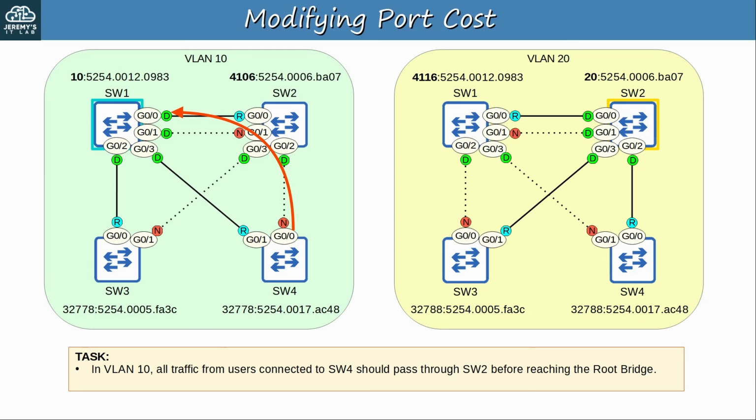reaching the root bridge. And in VLAN 20, all traffic from users connected to switch 3 should pass through switch 1 before reaching the root bridge. Think about how you would achieve this by modifying STP port cost. In the next couple of slides, I'll show you how I did it.